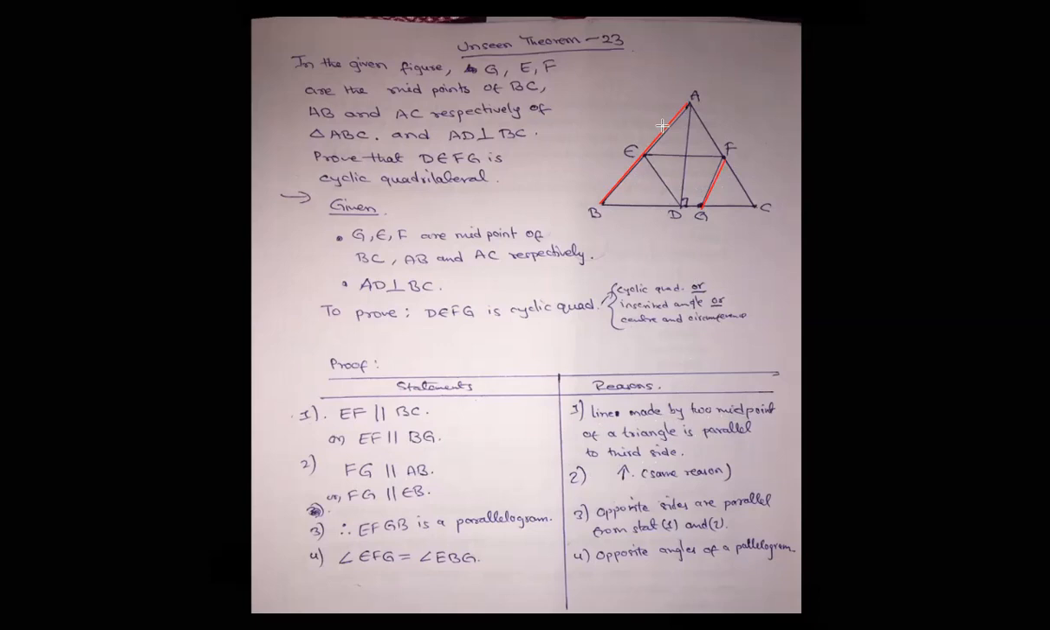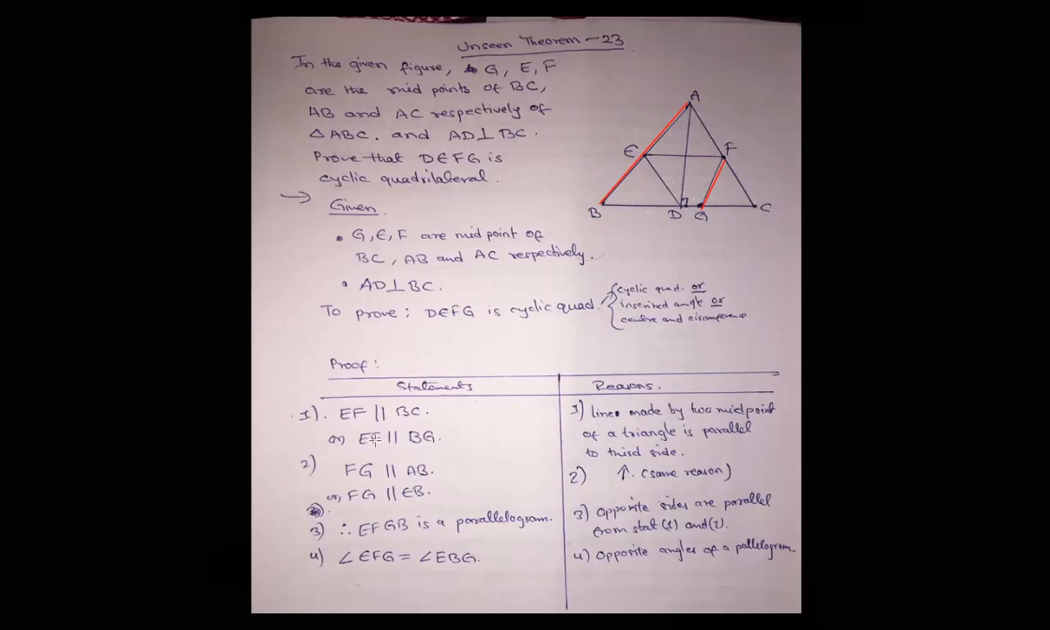So instead of writing AB, we are just focusing on this parallel line. Okay, so for the parallelogram, we need to prove one. Instead of writing AB, let us write down EB. Okay, so EB. So this is also a midpoint, so this is parallel. This midpoint is parallel.